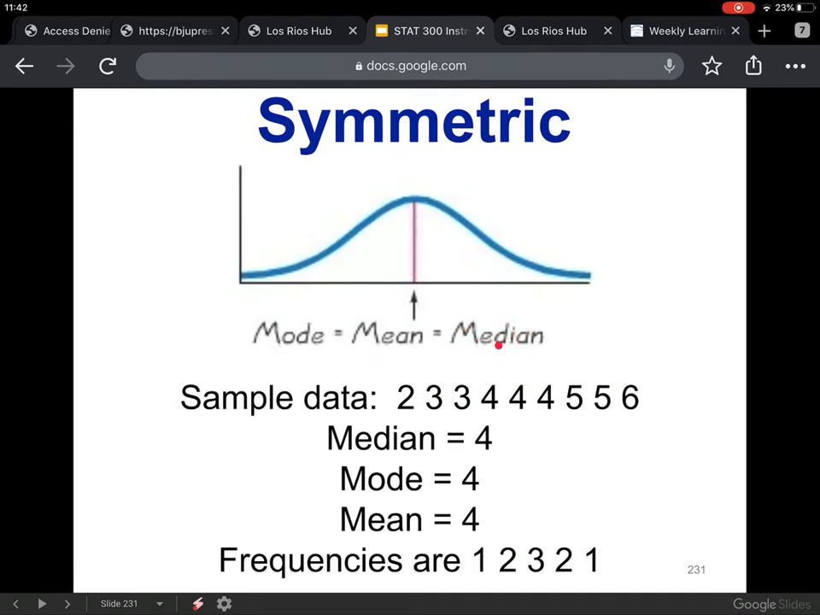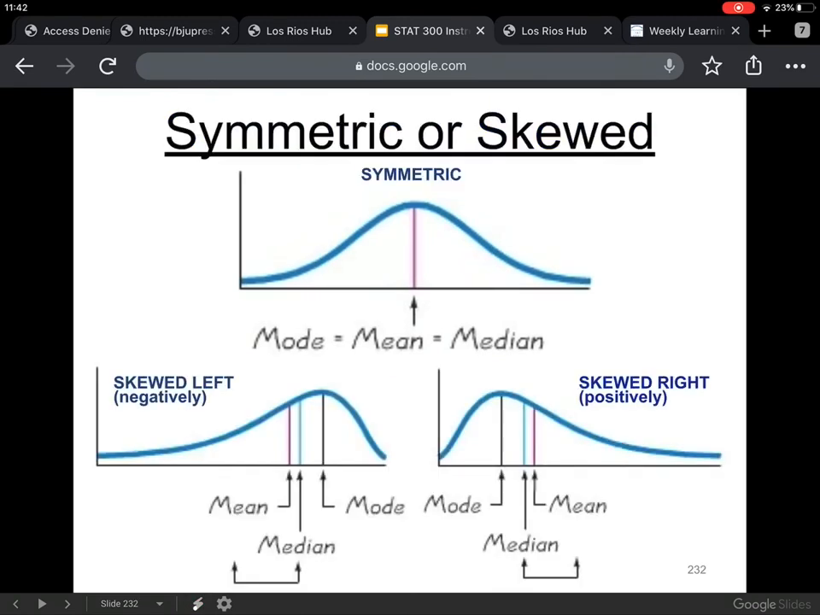And really quick data set here: 2, 3, 3, 4, 4, 4, 5, 5, and 6. If I find the median, the middle value, which is 4. The mode, most frequently occurring, also is 4. The mean, if you add them all up and divide by the number of values, is also 4. The frequencies are 1, 2, 3, 2, 1 for that data set. And again, notice all these three, mean, median, mode, are all the same value for symmetric.